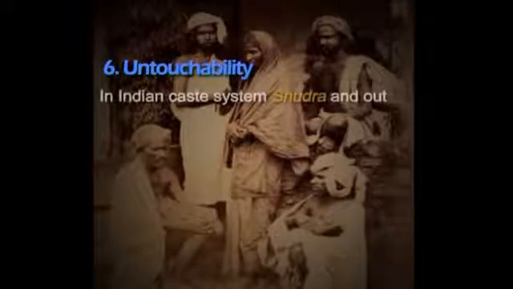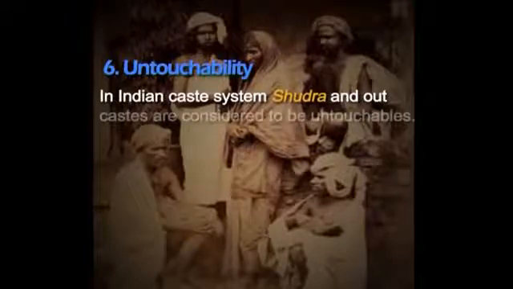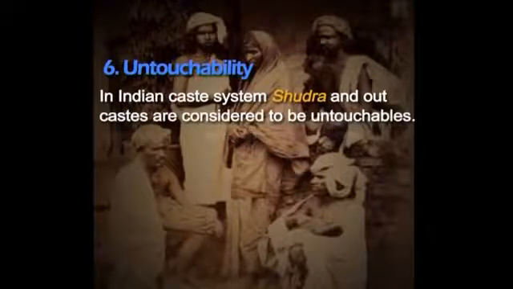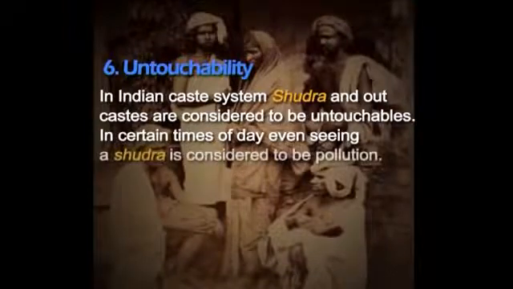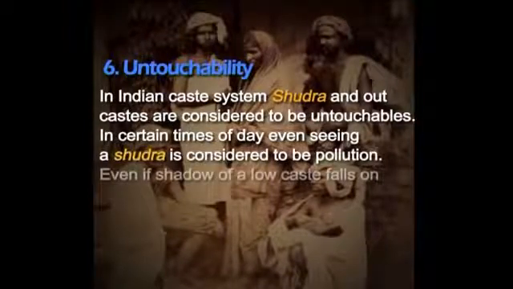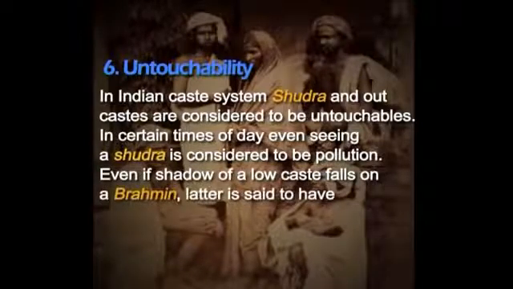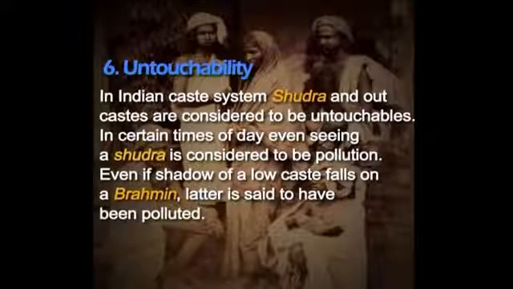Number 6. Untouchability. In Indian caste system, Shudra and outcasts are considered to be untouchable. At certain times of day, even seeing a Shudra is considered to be pollution. Even if the shadow of a low caste falls on a Brahmin, the latter is said to have been polluted.